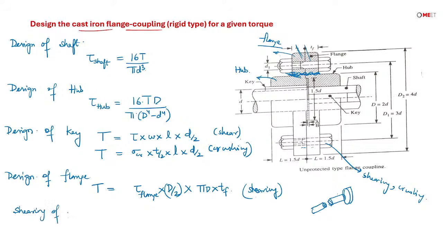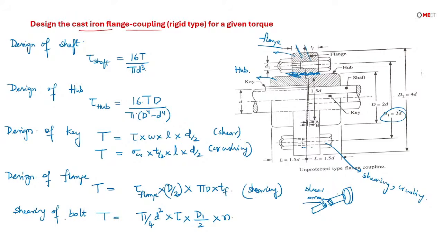So for shearing of bolts, the torque is equal to, as the bolts are present at a diameter of capital D1, which is 3D, capital D1 by 2 into the shearing stress induced in the bolts and the shearing area of the bolts, that is pi by 4 d square. This is the shear area, into the number of bolts N we need to multiply.